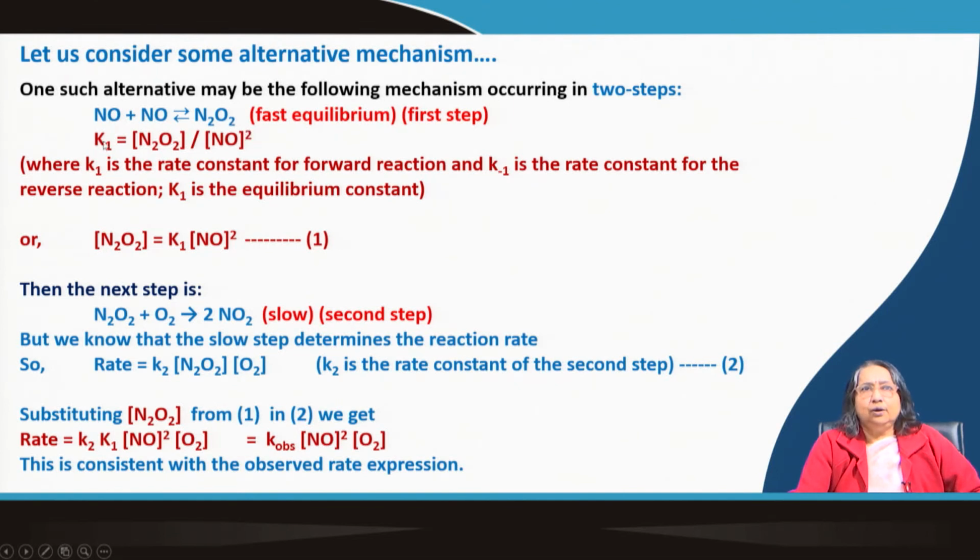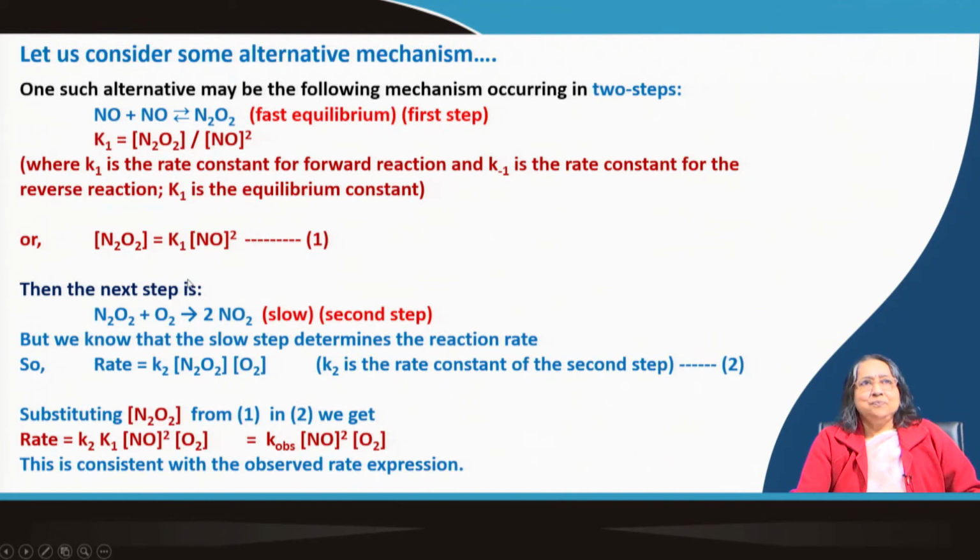Where k1 is the rate constant for the forward reaction and k minus 1 is the rate constant for the reverse reaction. Here it is not written, but you can think of it this way. K1 is the equilibrium constant, basically k1 by k minus 1. I have not written that. Now, K1 is this one, and we can just rearrange it. N2O2 concentration is nothing but K1 into NO concentration to the power 2.